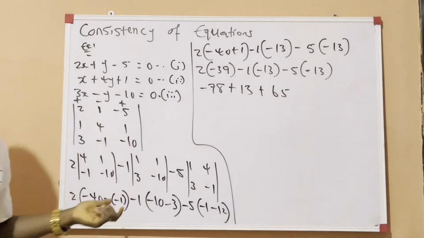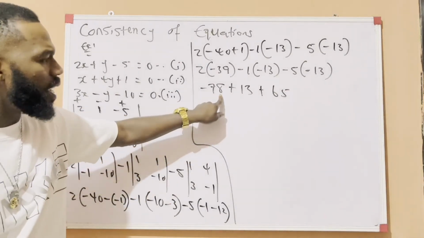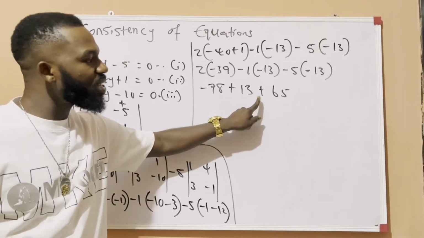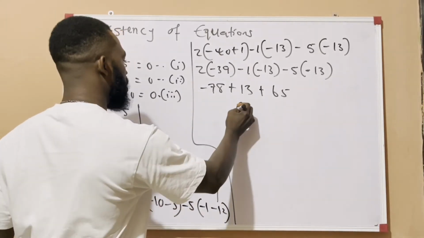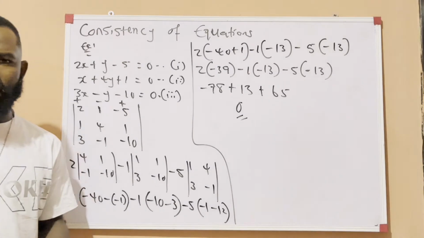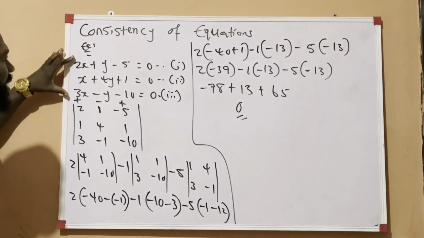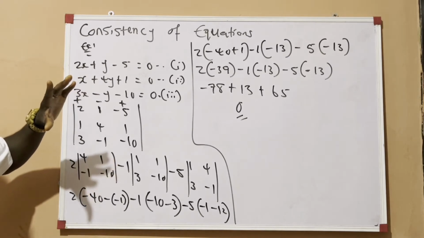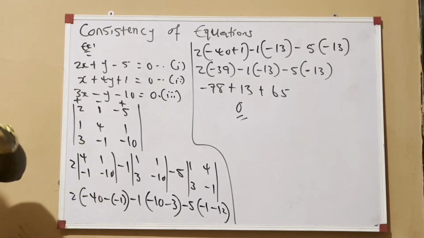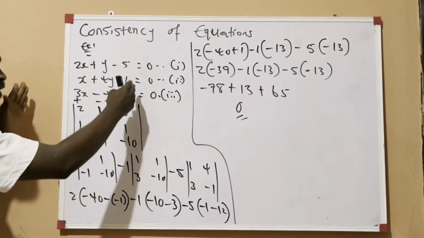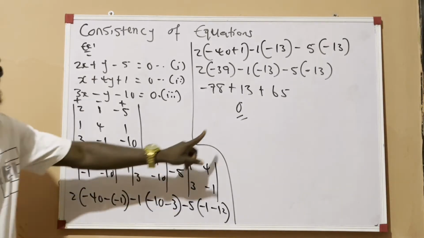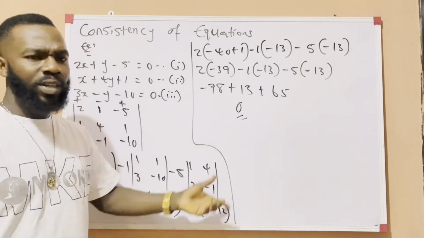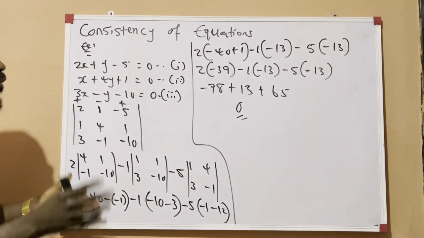Alright, so let's go. Now, minus 78 plus 13 gives us minus 65, and minus 65 plus 65 gives us 0. So what does that mean, class? It means that this equation is consistent. Okay, it is a consistent equation because when we solve for the determinant, we were able to arrive at the answer 0. So this is how you can test for the consistency of an equation.